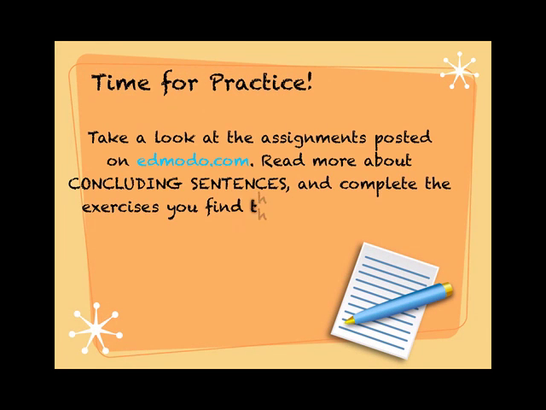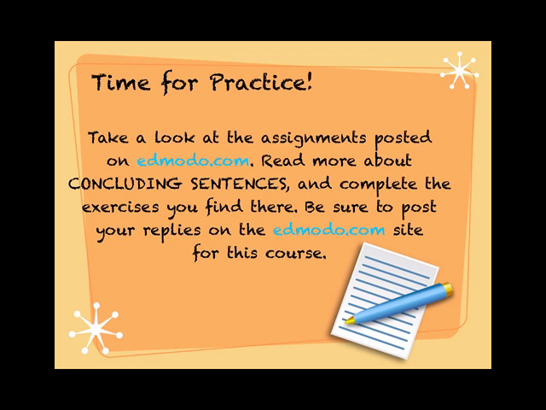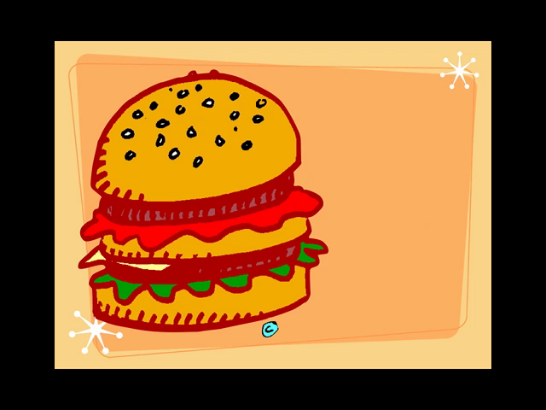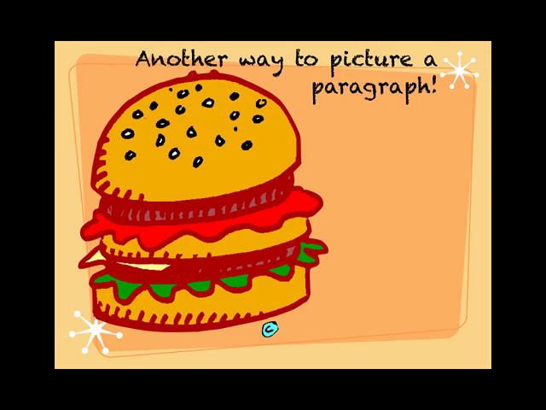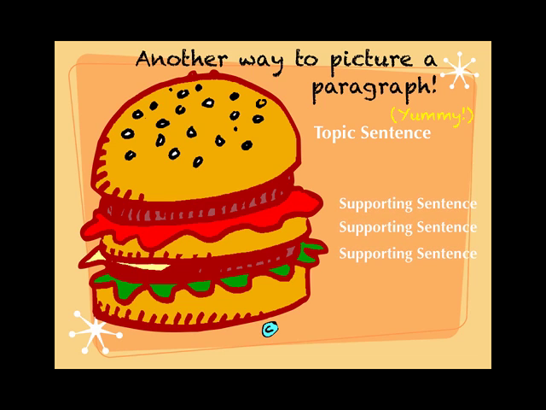Time for practice. Find the assignments on edmodo.com for concluding sentences, complete the exercises, and post them in the appropriate place. Here's another way to picture a paragraph. Like a hamburger, yummy. Your topic sentence is like the top bun. Your supporting sentences are like the meat, the lettuce, and the onion, all the things in the middle of the hamburger. And your concluding sentence is the bottom part of the bun. That's it.